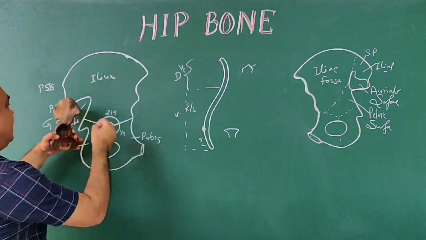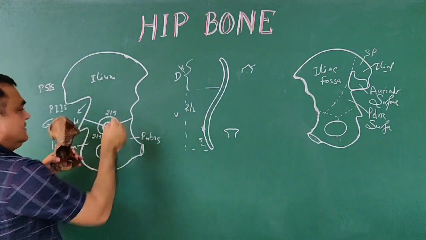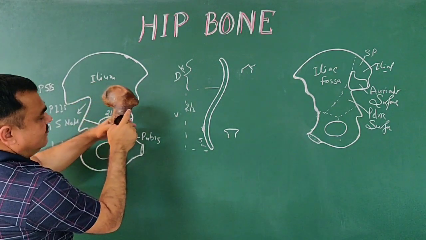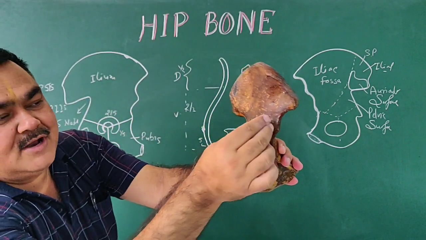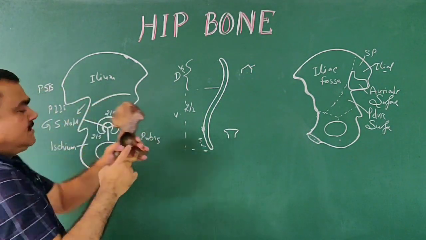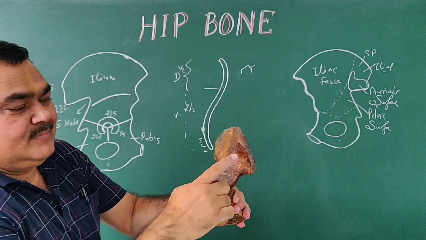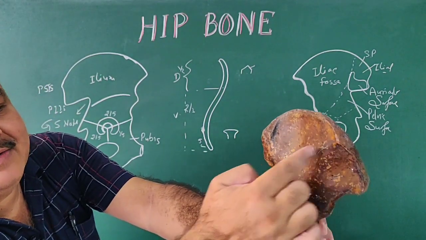This surface is divided into four parts by three lines. Here you can see one line, from the anterior inferior iliac spine. From here one line is here. This is the inferior gluteal line, and here is another line.